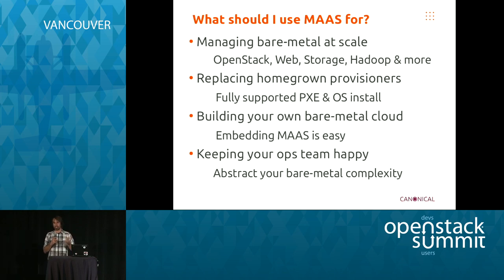This is a way for you to get a fully supported Pixie and operating system install environment. If you're building your own bare metal cloud, MAS was built to be embedded. The API is exactly for that reason, very simple. It handles exactly the embedding use cases, which are: give me a machine, let me control access to it, give me feedback on what the status transitions are.